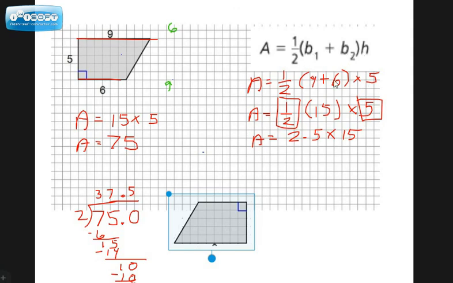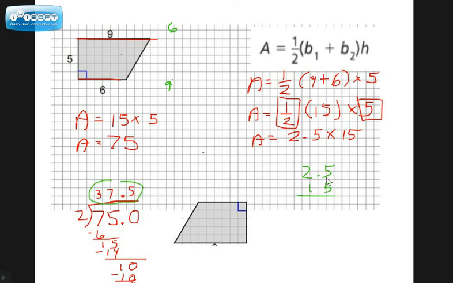We add the parallel sides and we get 15. And then I would take half. If there's an even number, that's nice, but these are both odd numbers, so I just took half of 5 because I could do that in my head, and I get 2.5. And if we multiply 2.5 times 15, we should get the same thing that we got right here.